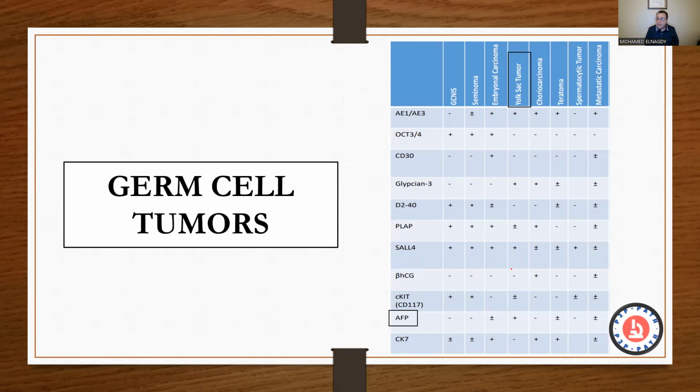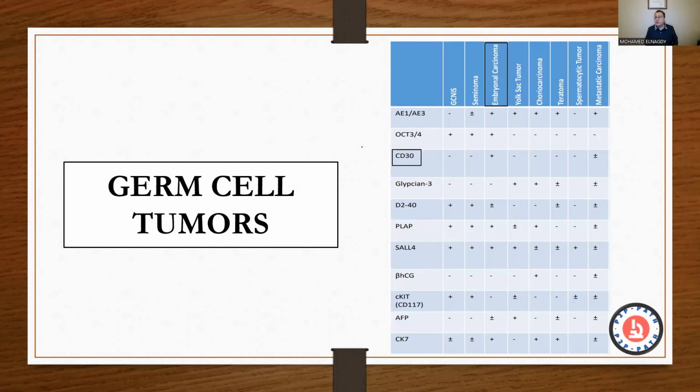You need also to remember AFP for yolk sac tumor. Remember, yolk sac tumor had these hyaline bodies. The hyaline bodies were actually AFP, which is alpha-fetoprotein secreted by the tumor cells. So these tumor cells would be positive for AFP. So AFP, yolk sac, fetal. The yolk sac of the fetus. The yolk sac reminds you of the fetus, so you have alpha-fetoprotein. So remember AFP for the yolk sac.